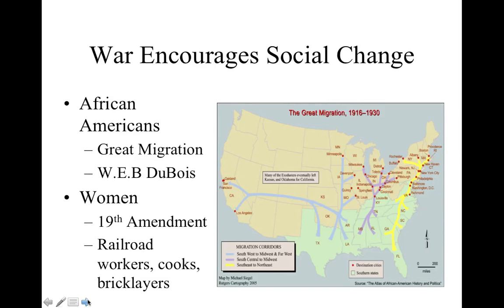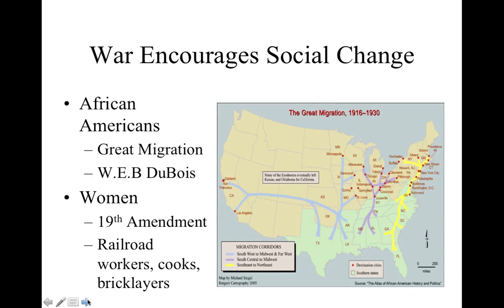War encouraged social change. We see African Americans, the Great Migration. In other words, the Southern blacks, as you can see with the arrows right here, migrating to the north. Again, industrial production will draw an opportunity for African Americans to seek freedoms away from the discriminatory South, as well as better paying jobs in the north. Then they also wanted to escape the Jim Crow laws, and also during that time, the black codes that were still in place.